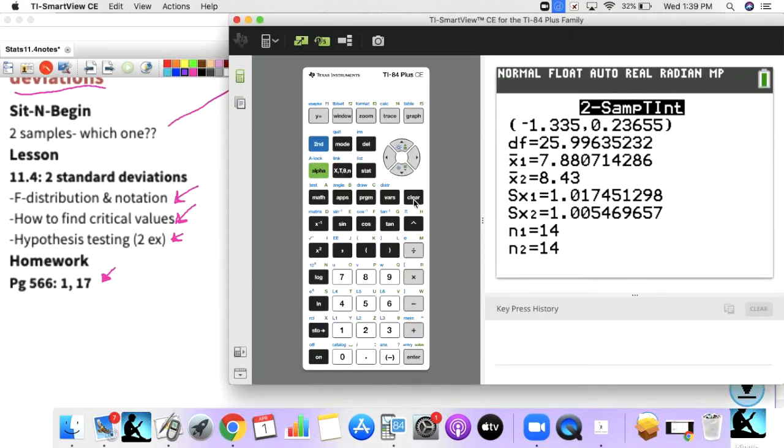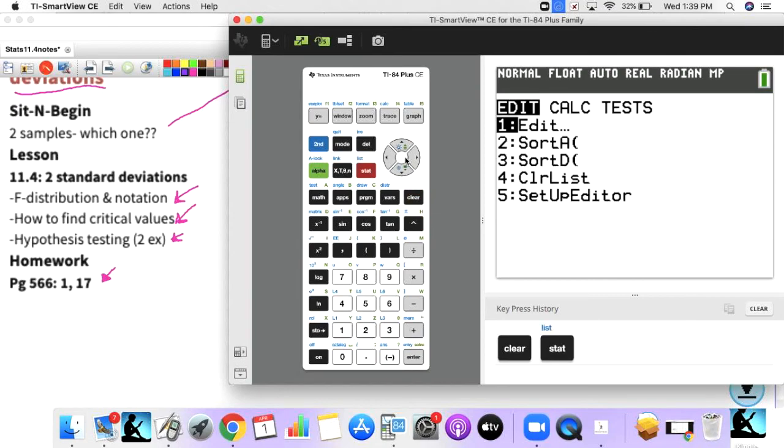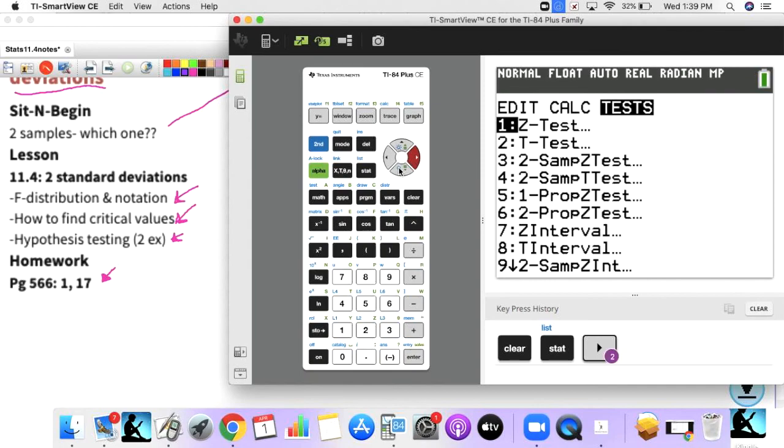We'll clear it out. We're going to go into stat. We're going to go over to tests. And then because we're dealing with a proportion, we are going to go to the 2-PropZTest. 2 because there's 2 samples, prop because we're dealing with proportions, and z test because we're dealing with a z-score when we deal with proportions. So down to option 6.